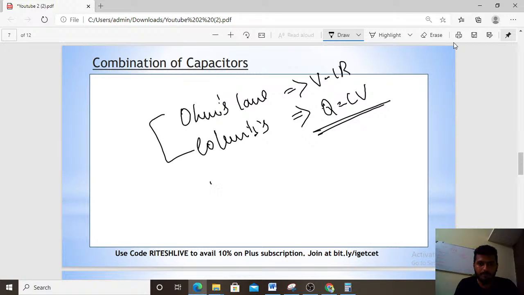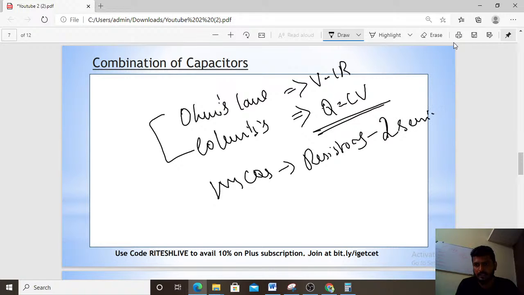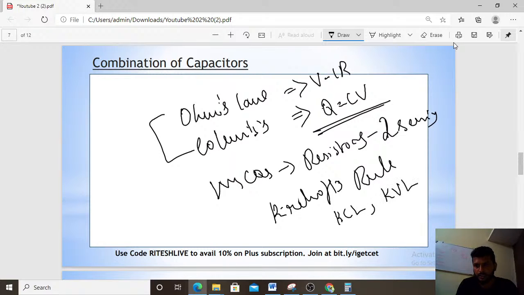In the upcoming session I will solve some MCQs from resistors. Around 30 to 40 MCQs I will cover within 1 hour, I mean 2 sessions. After that I will go for Kirchhoff's laws. Very important rules: Kirchhoff's current law and Kirchhoff's voltage law. These two are the very important rules you need to remember. These two will be discussed in the upcoming sessions.